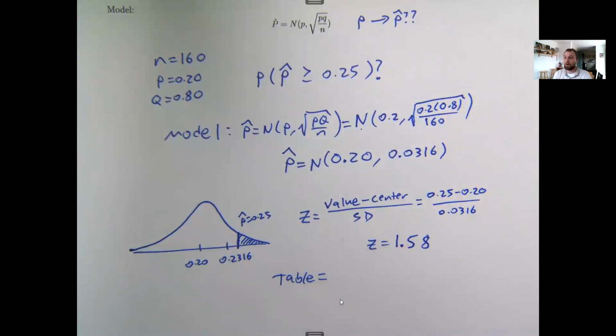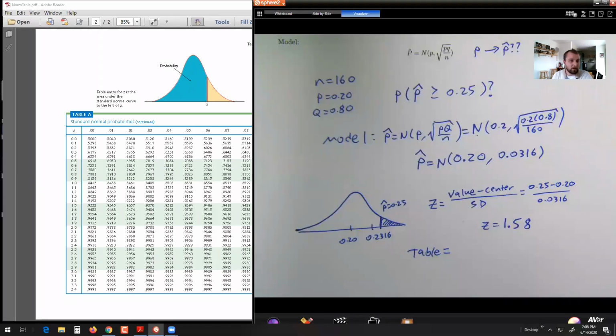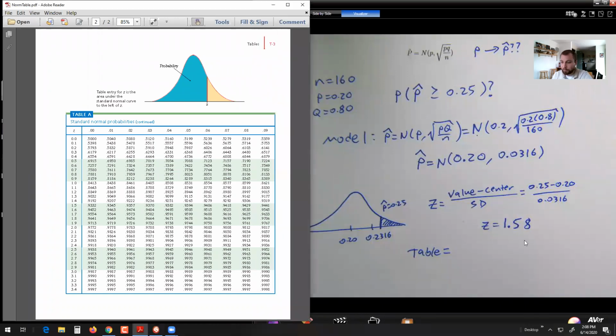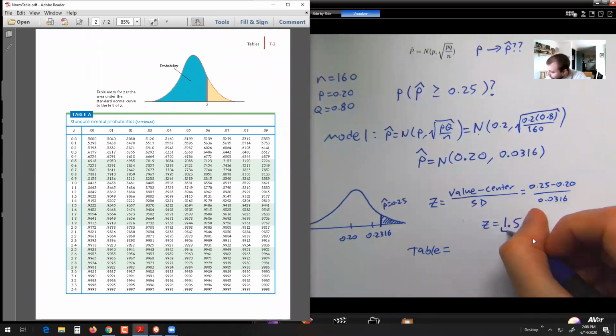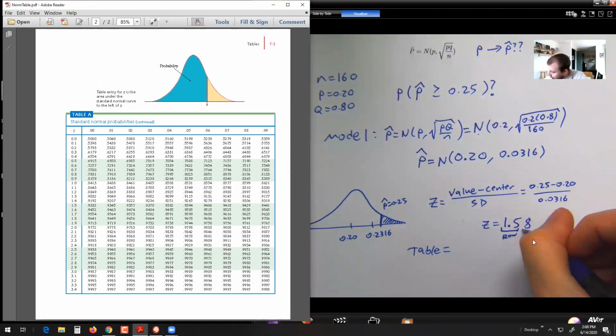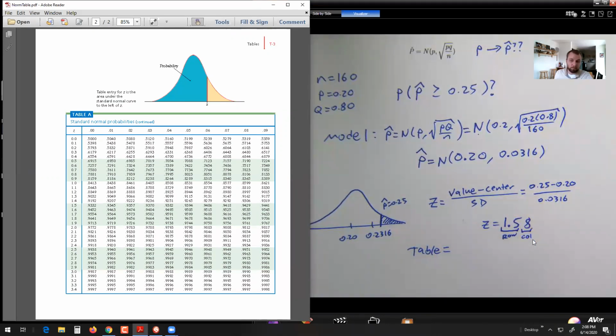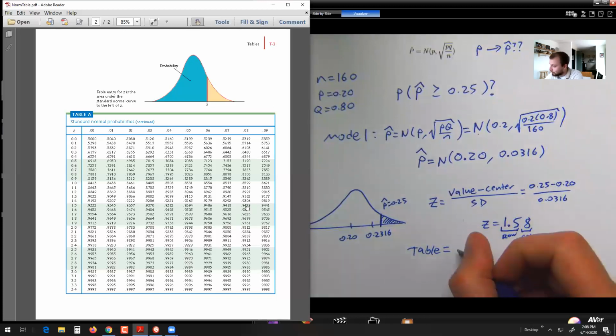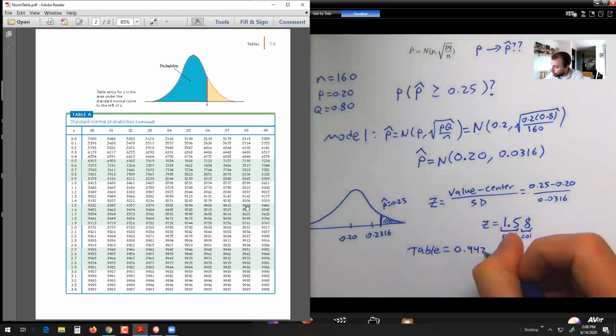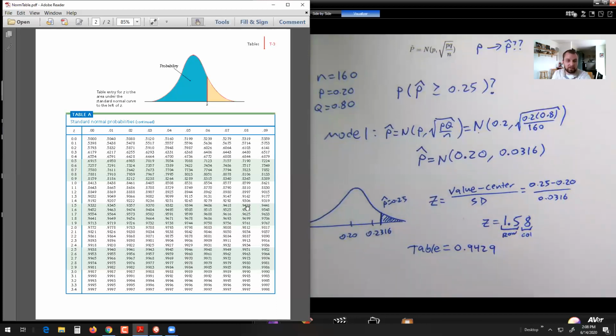I'm going to look this up on a normal table here. You could easily use technology as well, so you could use GeoGebra to find these z-scores, or you can do this inside of a calculator, whatever you're comfortable with. I've got my table up and ready though. So I'm going to look up this 1.5 row meets the 8 column inside of the table. It looks like it happens here at a table value of 94.29.